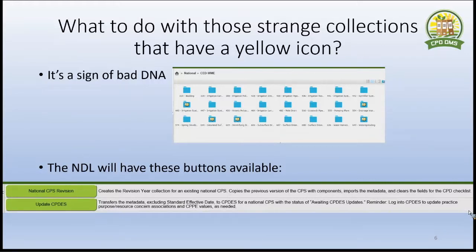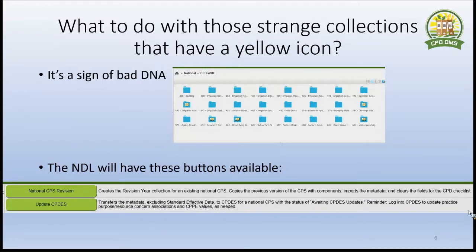You can see the tool, and the first one is National CPS Revision. That's what we recommend all the national discipline leads do when they're ready to start the revision for a conservation practice standard: use that button. But in the past, that button was not available.